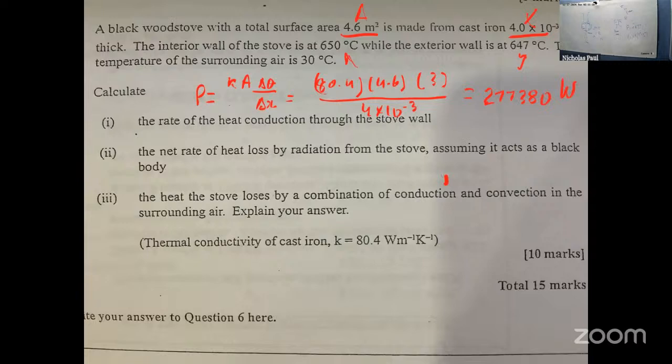The net rate of heat loss from the stove, assuming it's a black body. Pay attention to the heat loss of the stove. It's being radiated from the stove to the air, so we're going to use P is equal to the Stefan constant times the area times T1 to the fourth minus T2 to the fourth. You have to include the air because the radiation is going from the hot wall to the air. What was the Stefan constant again?